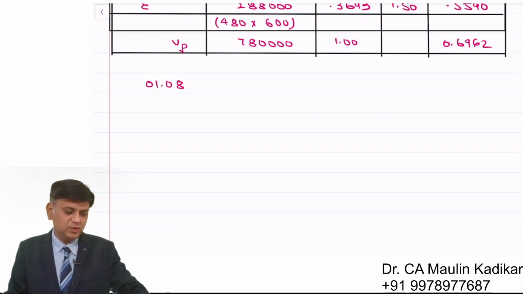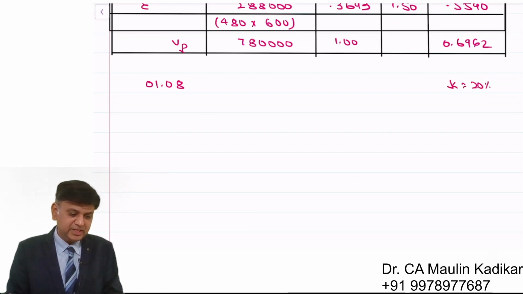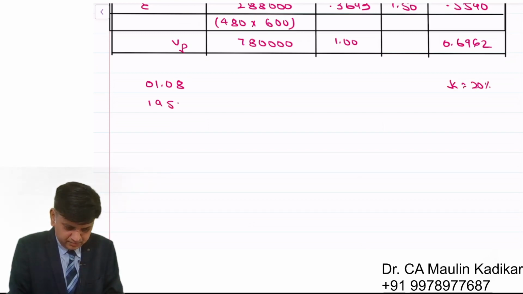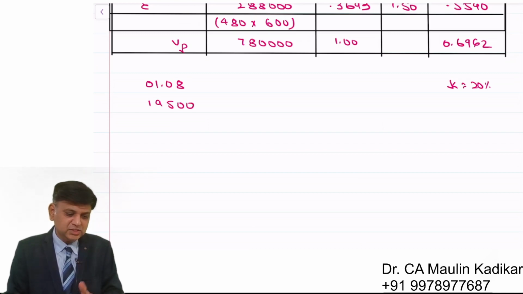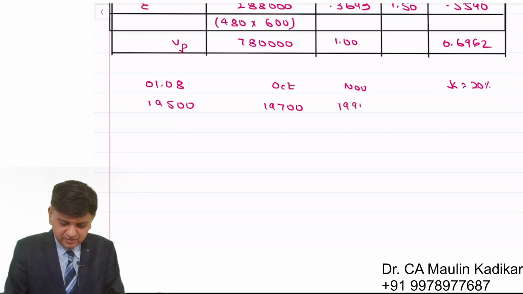Information is provided to us that the cost of capital is 20%. Information is given that the current Nifty is 19,500. Nifty futures are available with an expiry of 3 months, that is October 2023, and for 4 months, that is for November. It is 19,700 and 19,900 respectively.